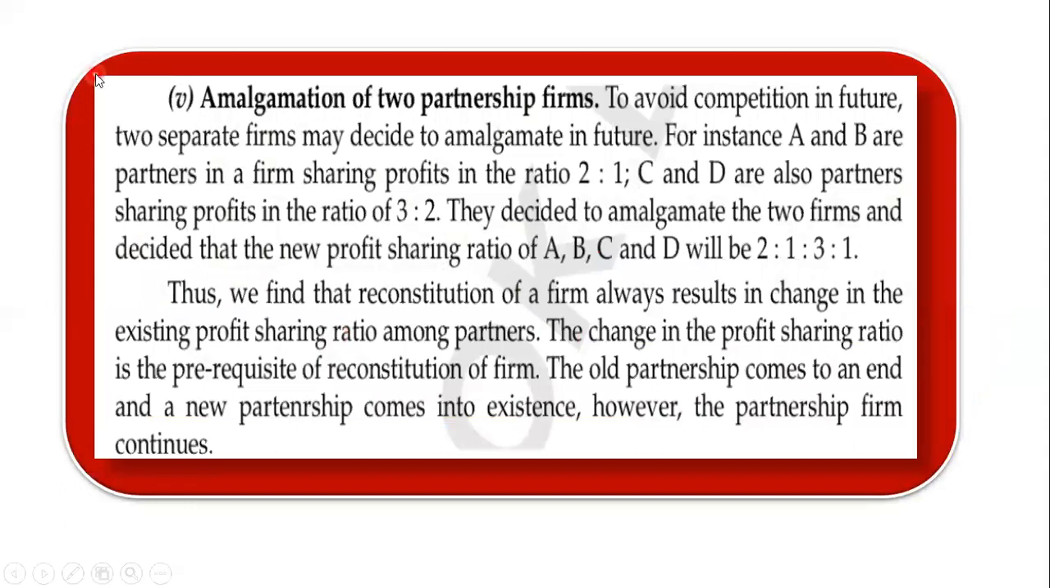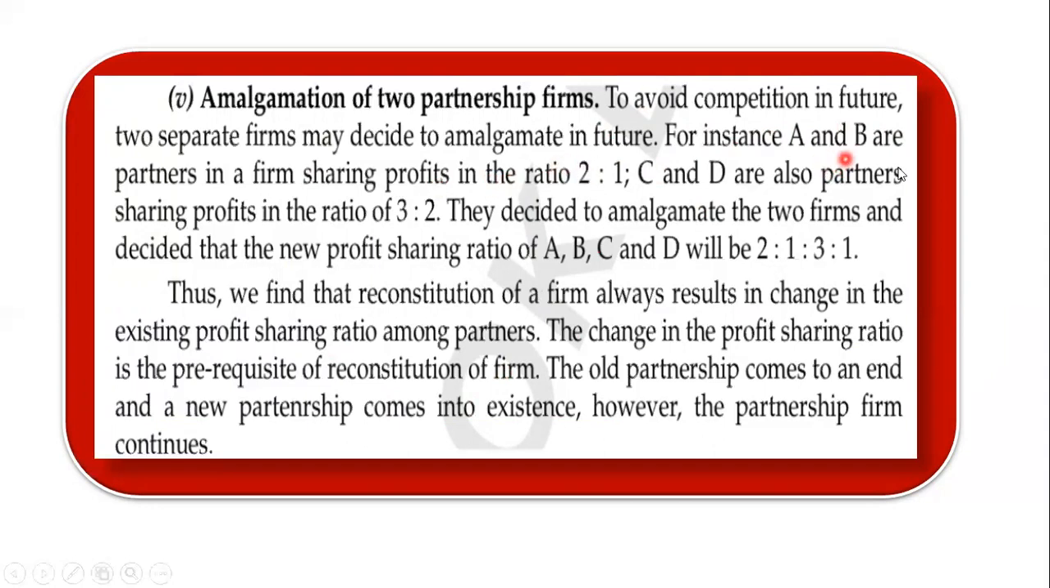And the next situation when reconstitution may happen is amalgamation of two partnership firms. Here, amalgamation means two partnership firms amalgamating into one. It is done to avoid competition in future. Sometimes two partnership firms are doing similar business and are competing, so to avoid the competition in future, the two separate firms may decide to amalgamate.